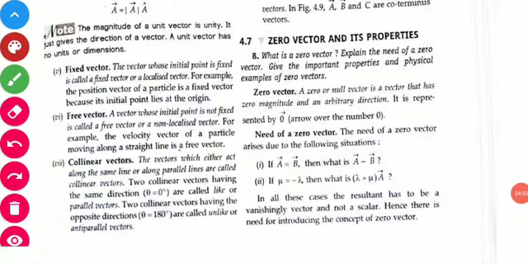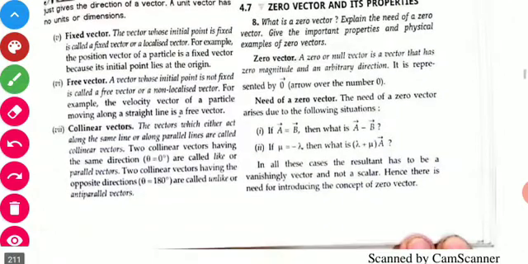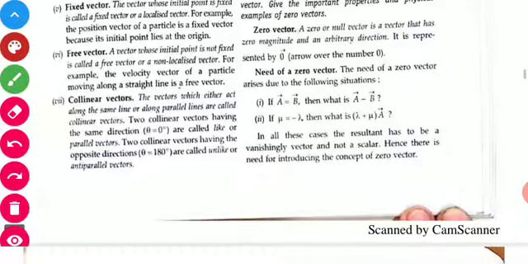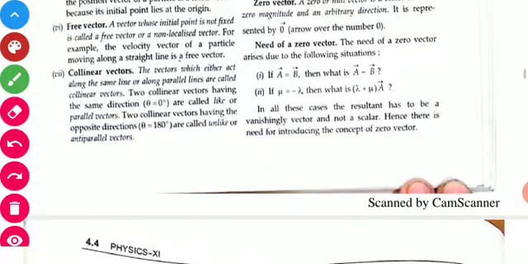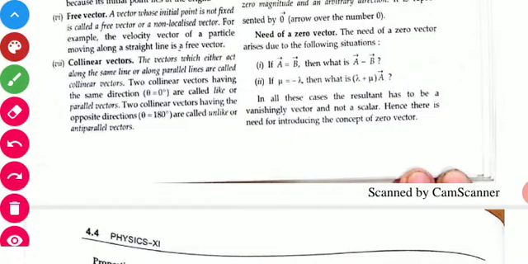Next we have zero vector. Zero vector or null vector is a vector that has zero magnitude and an arbitrary direction. It is represented by 0 with an arrow over it. ठीक है, तो इसकी नीड क्या है? Need of the zero vector.